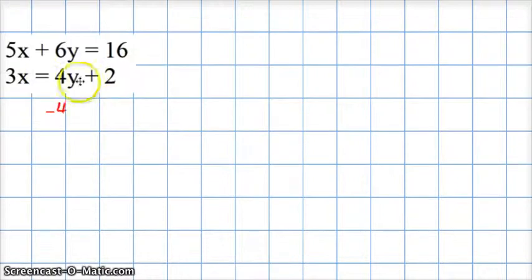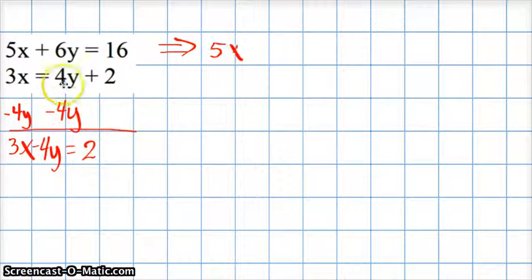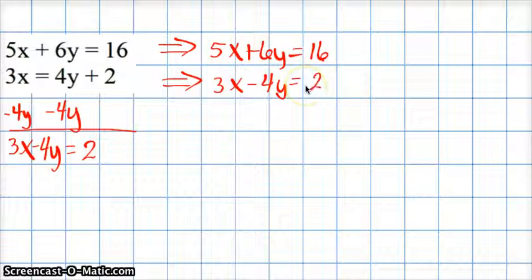With the next example we have here, several things are happening. We've got one equation in standard form, the second one is not. So the first thing we want to do is put this equation into standard form. That would be 3x minus 4y equals 2, and that was simply subtracting 4y from both sides. Leaving these two original equations alone, we rewrite it as 5x plus 6y equals 16, and write it as 3x minus 4y equals 2.